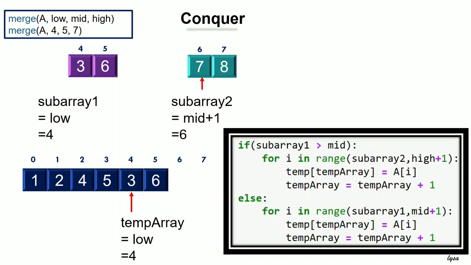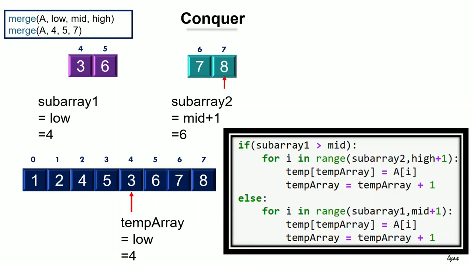So for that, we have to check which sublist still has elements left. So we check if subarray 1 is greater than mid. Subarray 1 is greater than mid. First we write 7 into the temporary array, and then we write 8 into the temporary array. As shown in the figure, the temporary array starts at the location 4.